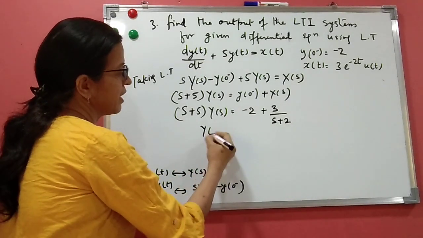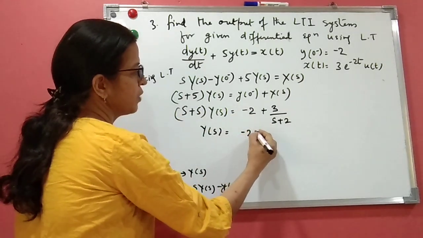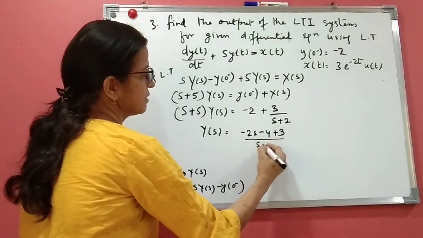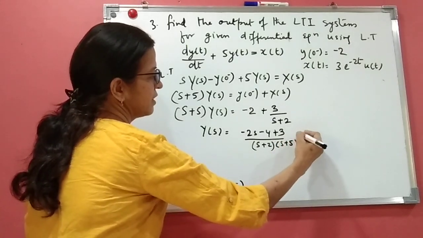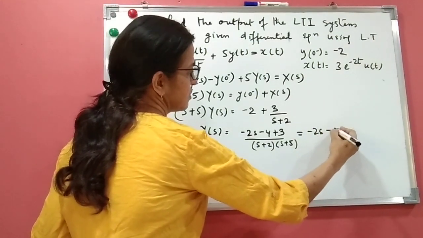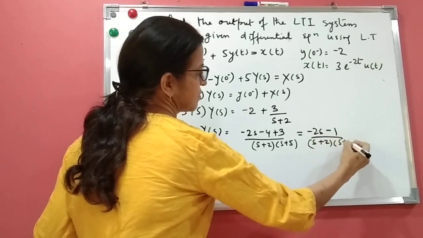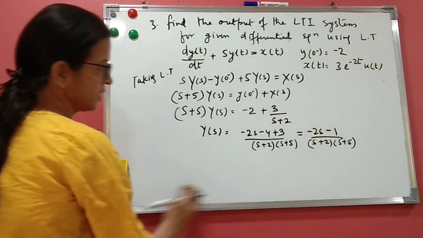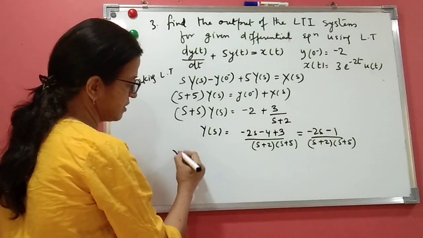So what are you getting as Y(s)? If you solve this, you will get (minus 2s minus 4 plus 3) upon (s plus 2)(s plus 5). So it equals (minus 2s minus 1) upon (s plus 2)(s plus 5). Now after getting Y(s), the question is to find the output, so you can apply the inverse Laplace transform.